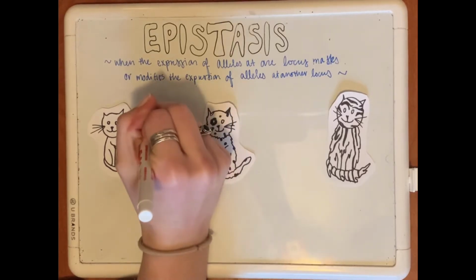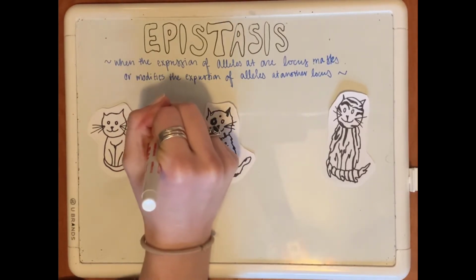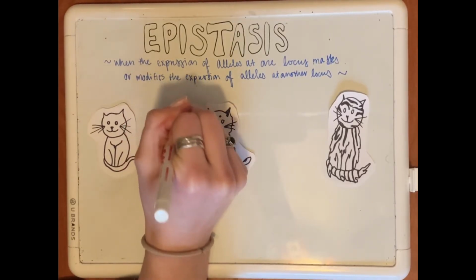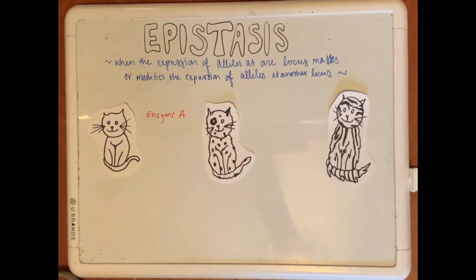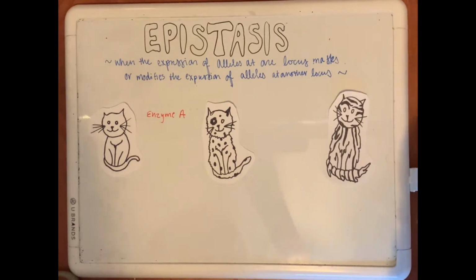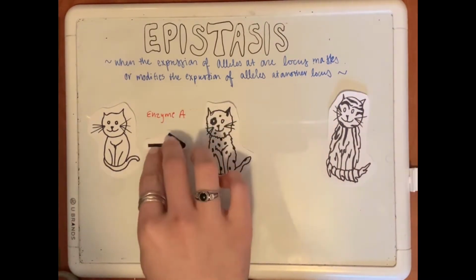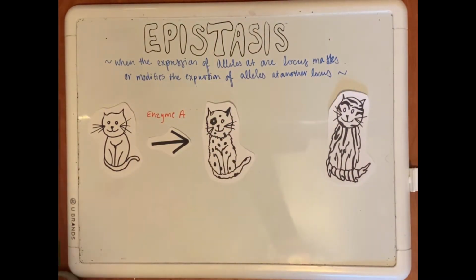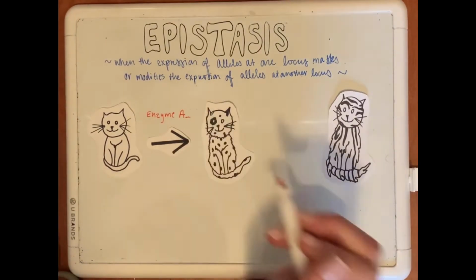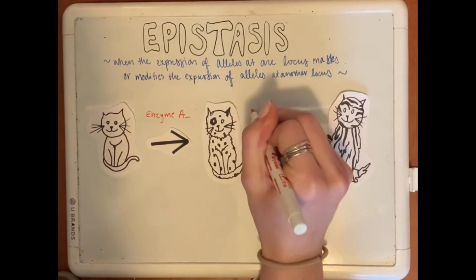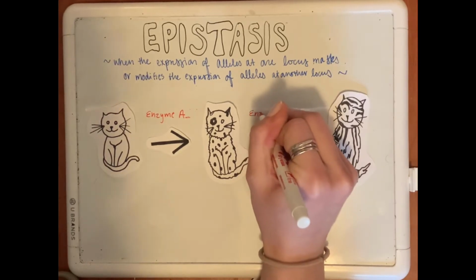In this video, we will be examining how epistasis affects the phenotypes that result from two different crosses in relation to fur patterning in cats. There are three different phenotypes involved in this pathway: no fur pattern, spotted, and striped. There is an enzyme A that turns a patternless fur into spotted fur, and enzyme B that turns spotted into striped fur.